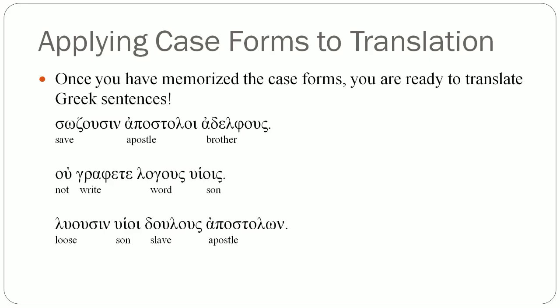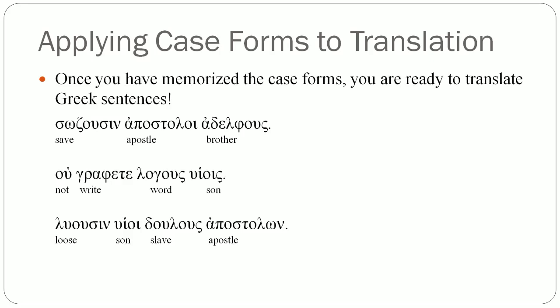Second sentence, ou is not, if you remember from the last chapter. Then graphete is the second person plural form of the verb write. And lagus: again, notice this is the same ending as adelphous from the previous sentence. Therefore, this is going to be the accusative form, accusative plural. And the last word, huiois, omicron iota sigma. This is now the dative form, dative plural.